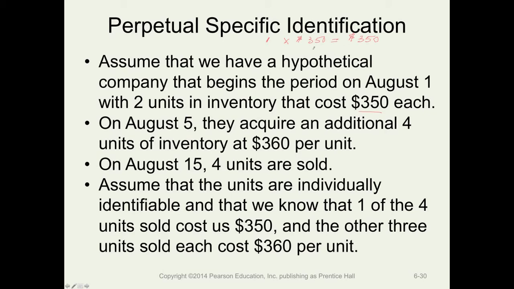And we know that we sold 3 units. We sold 4 in total. So we know we sold 3 units at the next purchase. And that's 1080. So the total cost of goods sold is 1430 for this particular period.